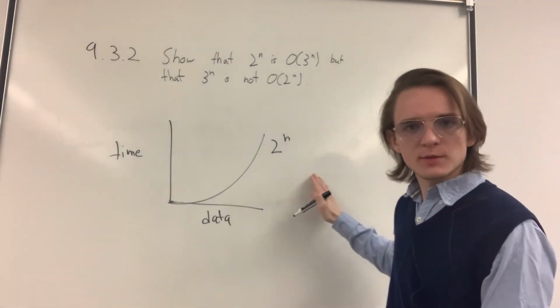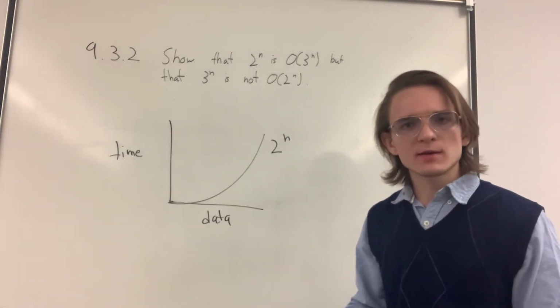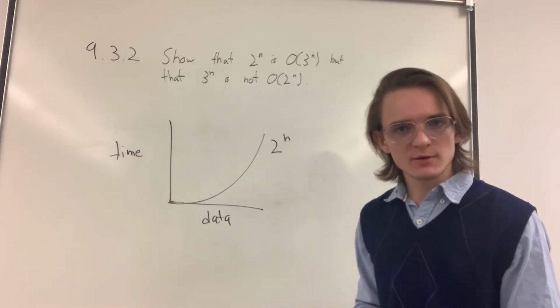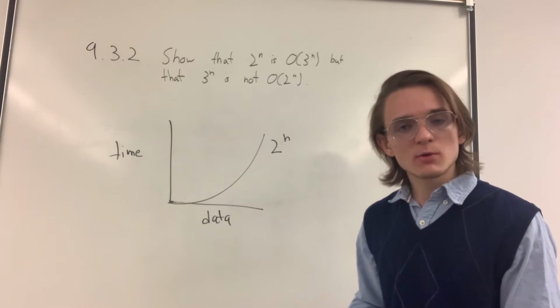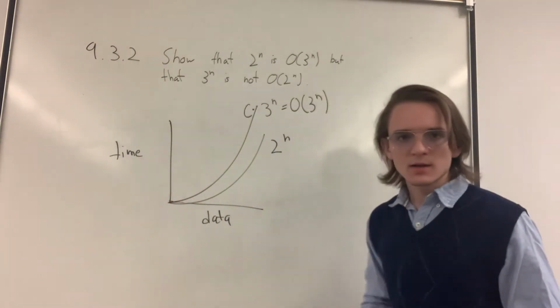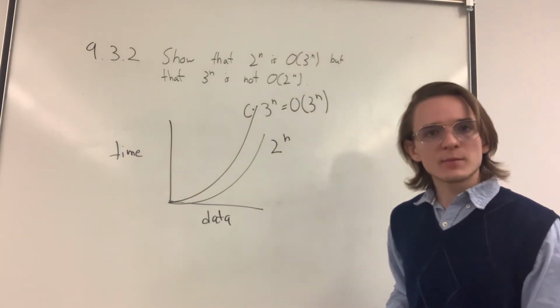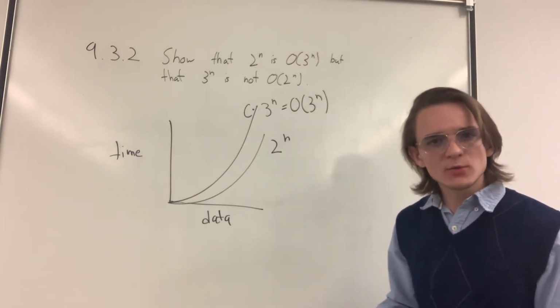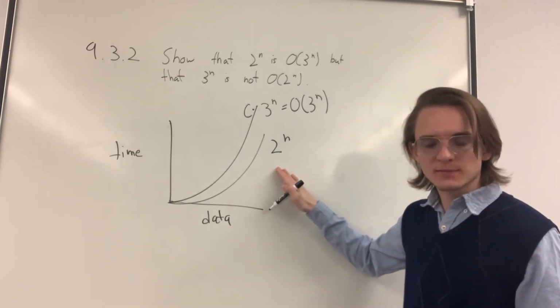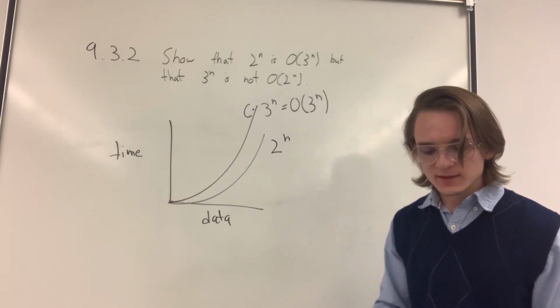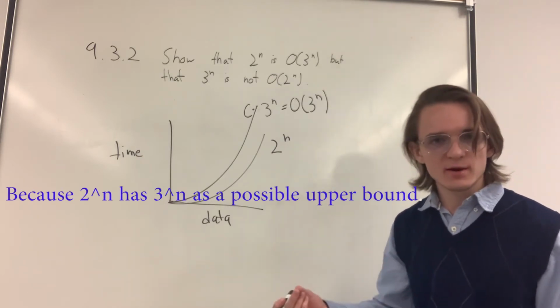And compared to 2 to the power of n, what would the growth rate of c times 3 to the power of n look like? That is, big O of 3 to the power of n. Well, it would grow at a faster rate. So clearly 3 to the power of n and also c times 3 to the power of n grows more quickly than 2 to the power of n. So we've shown that 2 to the power of n is big O of 3 to the power of n.